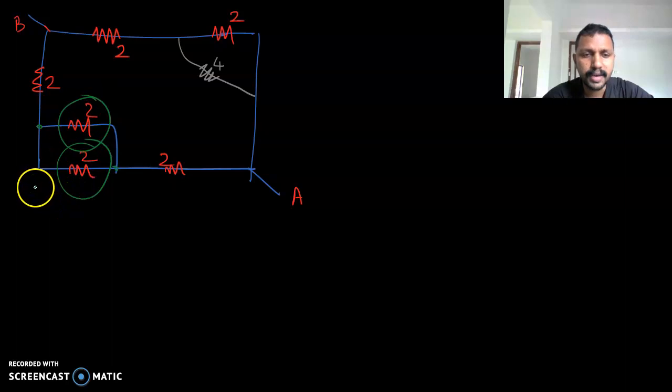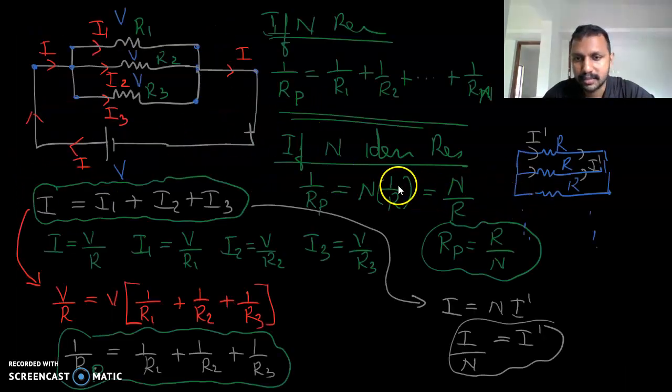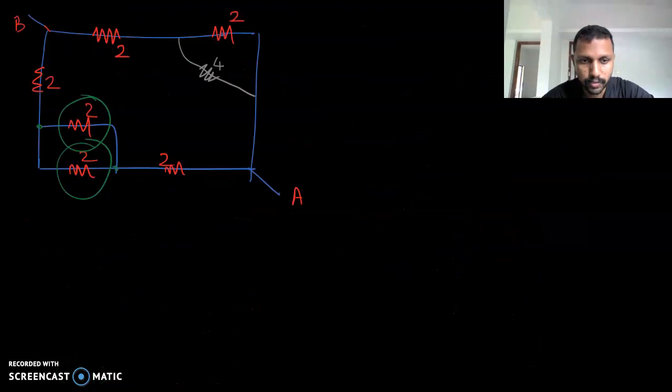If they are parallel, we have learned that in parallel combination of identical resistors, Rp is equal to R by N. Therefore this is identical resistors in parallel. Therefore it should be R by 2, that is 2 by 2, that is equal to 1.